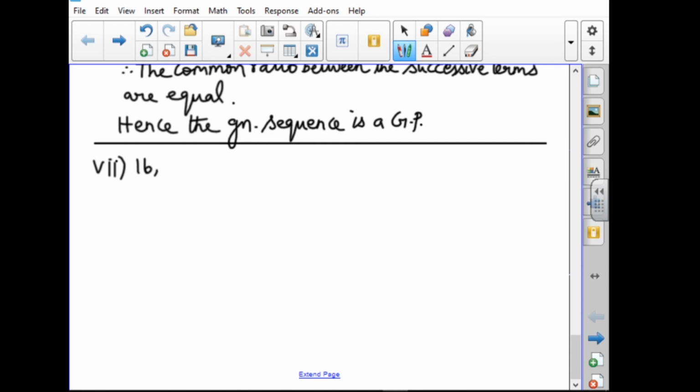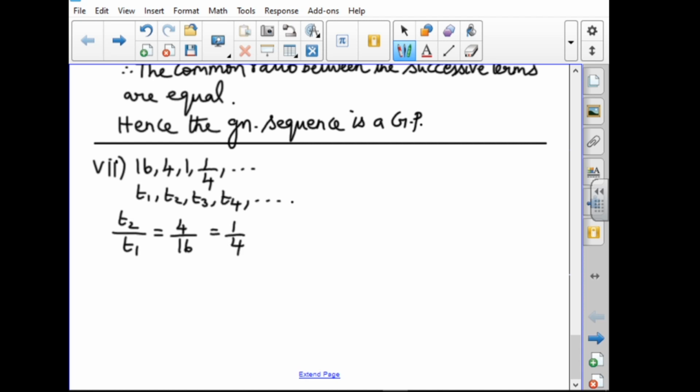16 comma 4 comma 1 comma 1 by 4, etc. Here, starting from the integers, in between you are having one fraction. So take it as T1, T2, T3, T4. 4 terms are given. So T2 by T1 is equal to 4 by 16. The answer will be 1 by 4. T3 by T2, 1 by 4.